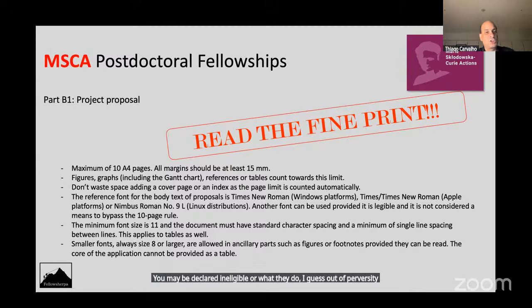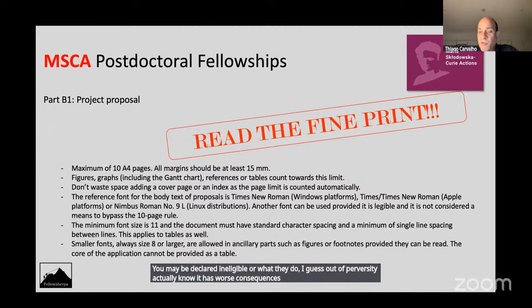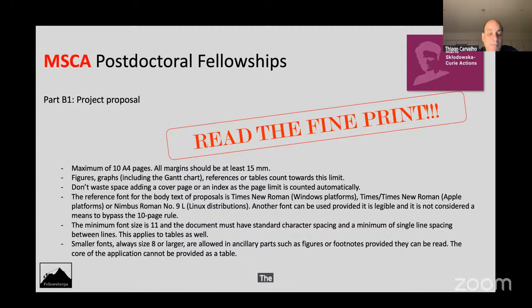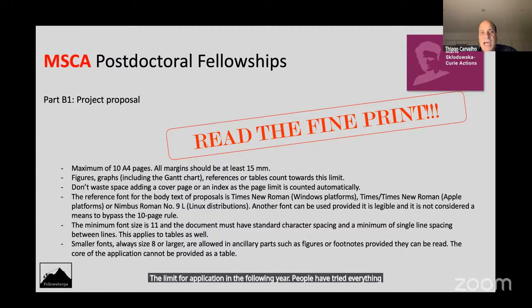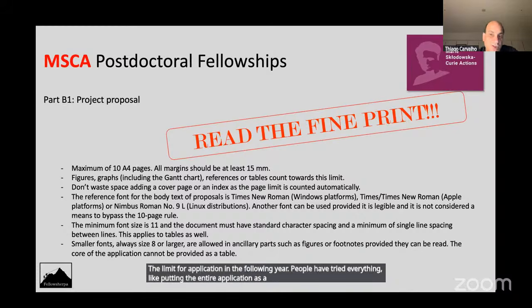Actually, no, it has worse consequences, because if you score very low on this application, you cannot reapply in the following year. If it is reformatted according to the guidelines, that puts you over the limit and below the limit for application in the following year. People have tried everything, like putting the entire application as a figure legend because the font size is smaller. It does not work.